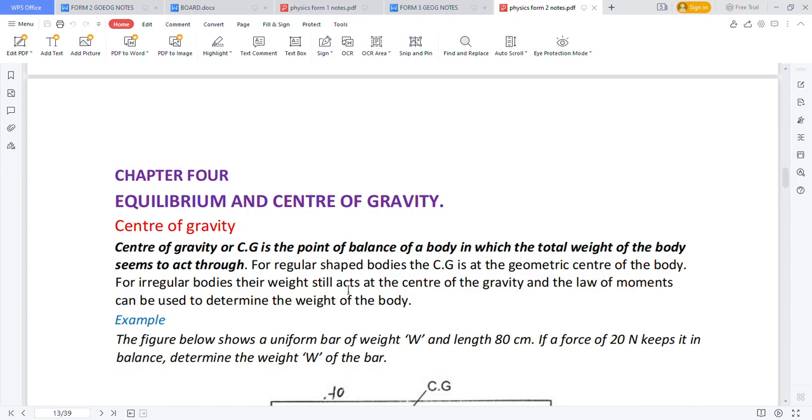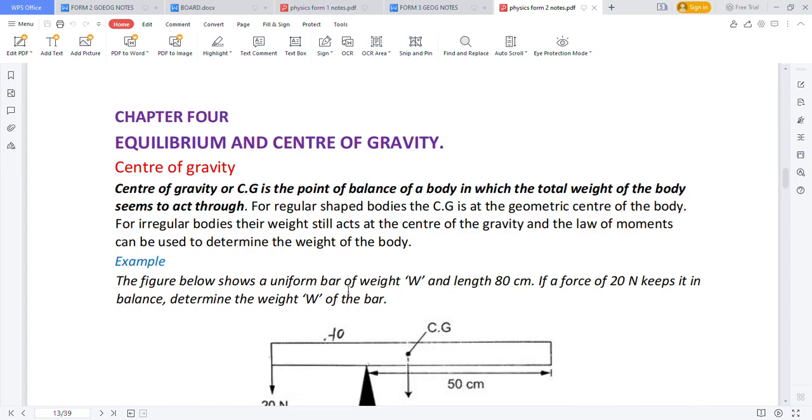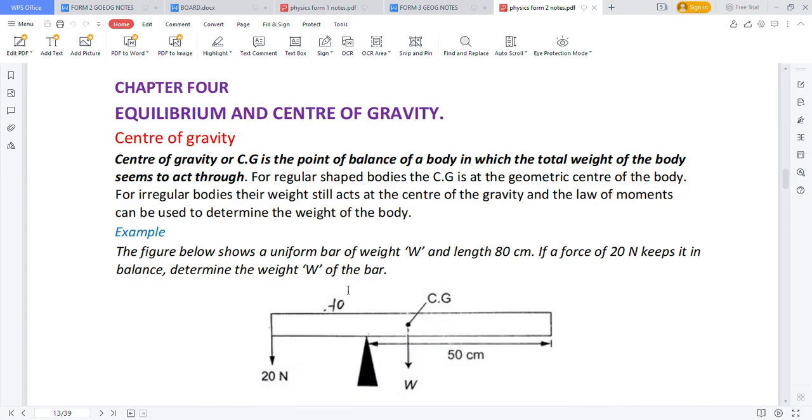Chapter 4, equilibrium and center of gravity.